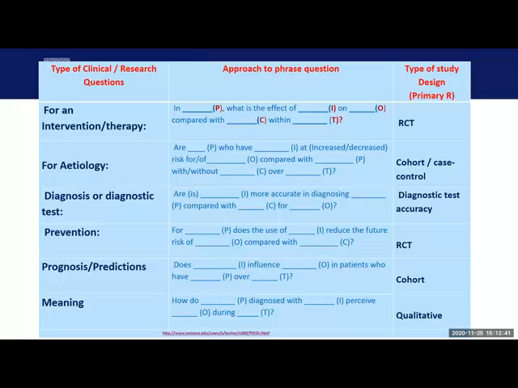On the far right of this grid, we also look at the types of study designs that can answer your question. I spoke to you about the different clinical questions earlier on. Here is just a framework to phrase those questions, the approach of it. Of course, it's not set in stone. There can be variations as well. So if there are any questions related to this, we can speak a little later.